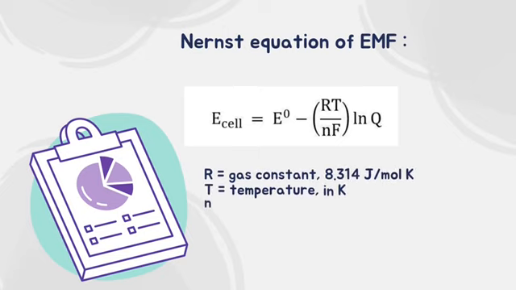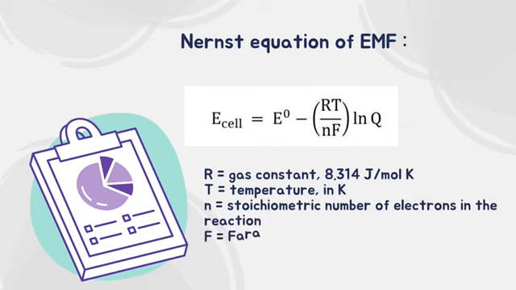Nernst equation of EMF: E cell equals E standard minus RT over nF times ln Q, where R is the gas constant, which equals 8.314 joule per mole Kelvin, T is the temperature in Kelvin, n is the stoichiometric number of electrons in the reaction, and the last is F, the Faraday constant, which equals 96,485 coulomb per mole.